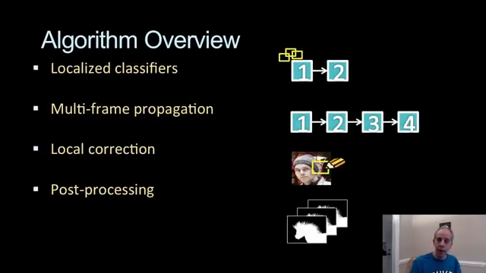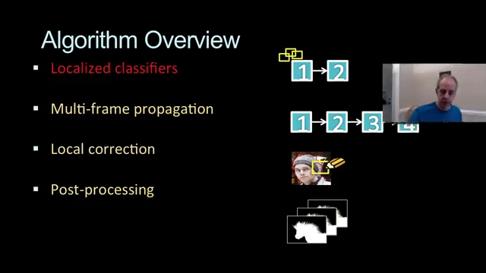So the algorithm I'm going to describe has 4 major steps that we see here. First of all, we are going to do segmentation from one frame to the next frame. Then we're going to propagate multiple frames ahead. And then we're going to show local correction. And I'm going to briefly mention post-processing, which is a concept that we are segmenting videos and not just still images. And we're going to see many, many very cool examples. So let's start with the localized classifiers.